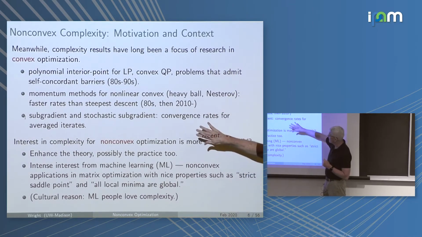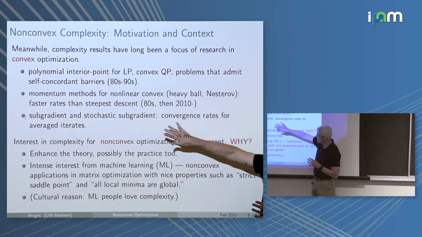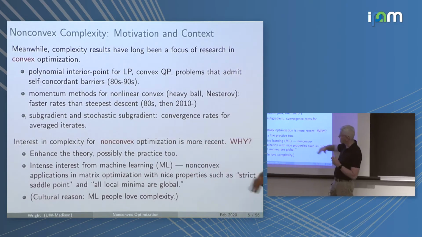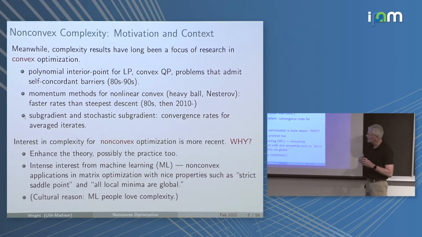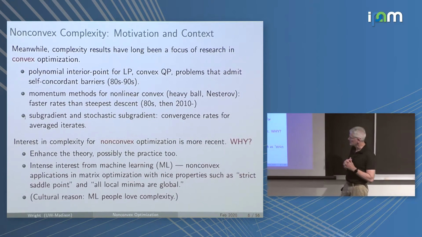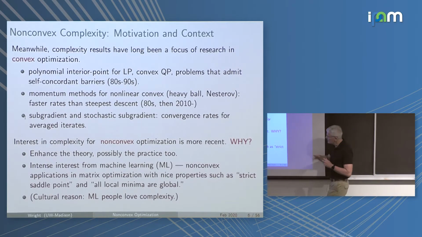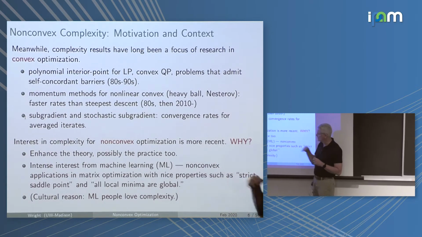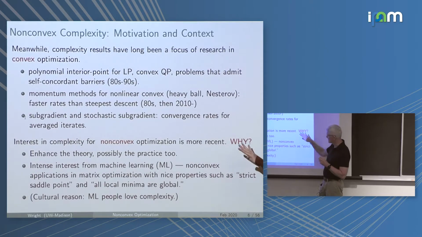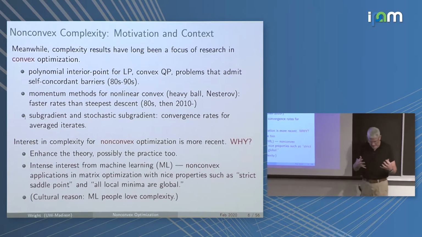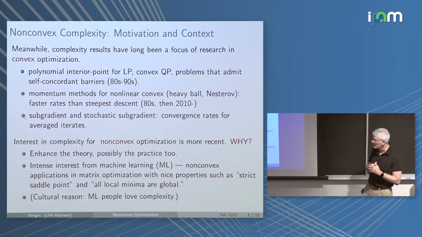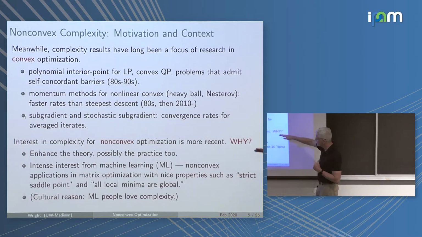And then there were classically results, again, a lot of it in the Russian literature, but not exclusively, on convergence rates for subgradient and stochastic subgradient methods. But interest in complexity for non-convex optimization is much more recent. And why is that? Well, one is that, first of all, it fills out a big gap in the theory. There were not many results about this for the non-convex case.